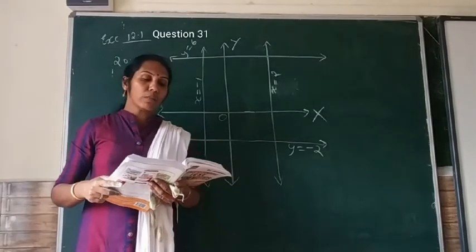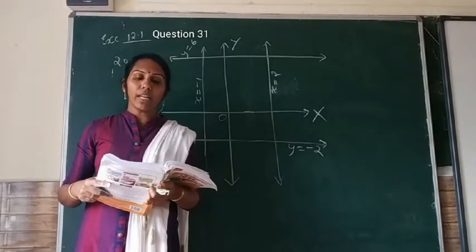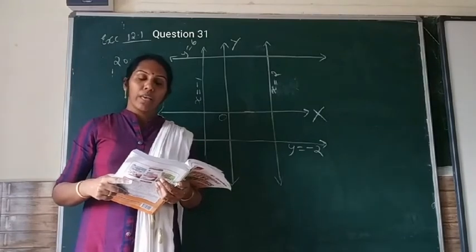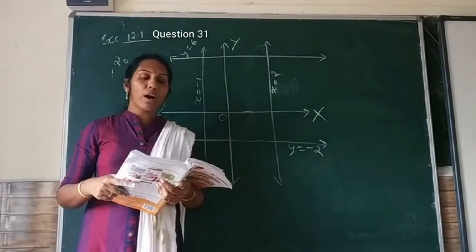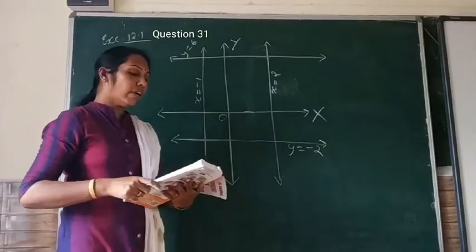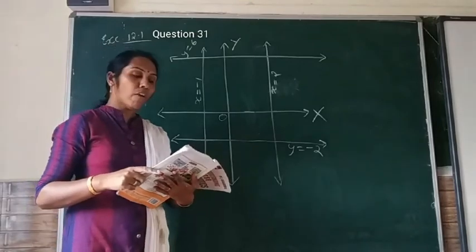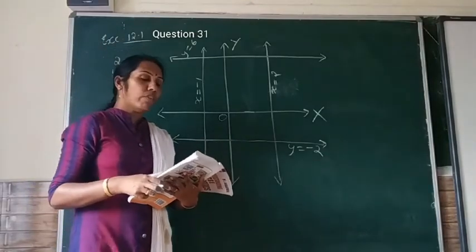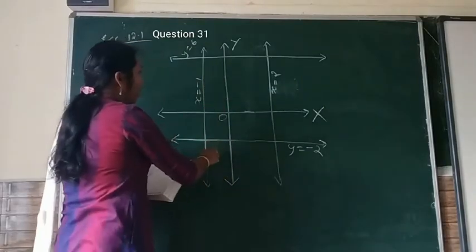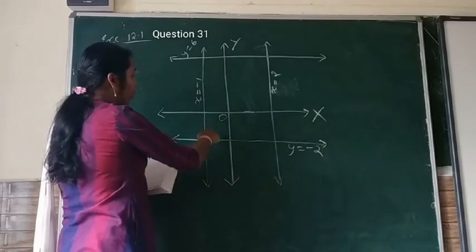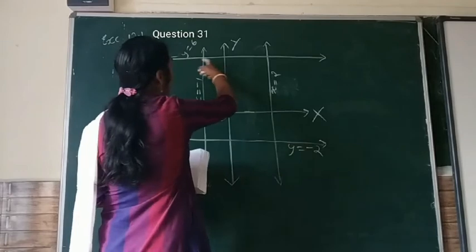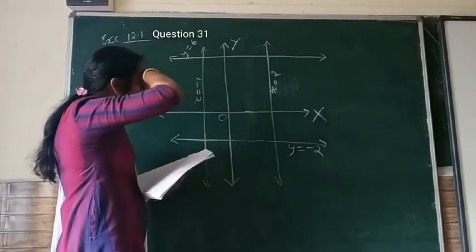Now we will solve question number 31. Find the equations of the diagonals of a rectangle whose sides are x is equal to minus 1, x is equal to 2, y is equal to minus 2 and y is equal to 6. The rectangle is given, whose sides are given. The equations of the lines on which the sides lie are given. That is x is equal to minus 1, this is the line that includes one side. Then x is equal to 2, then y is equal to minus 2 and y is equal to 6. So these are the given sides.